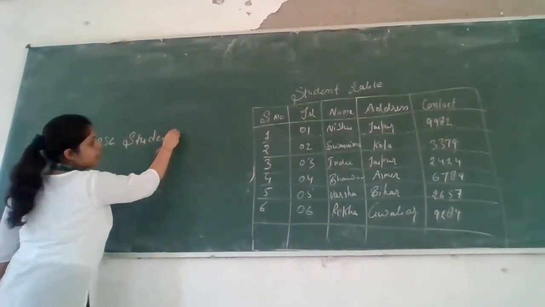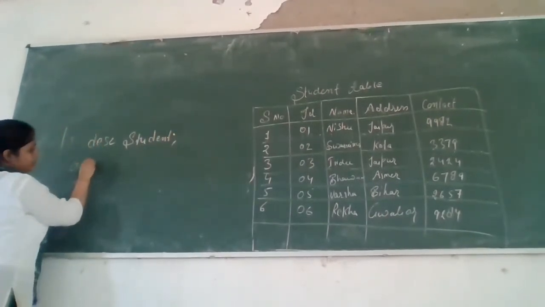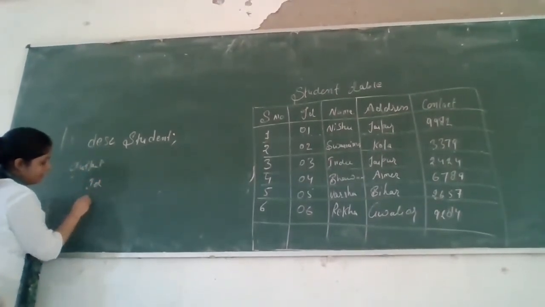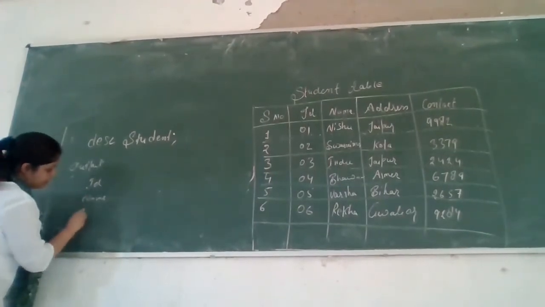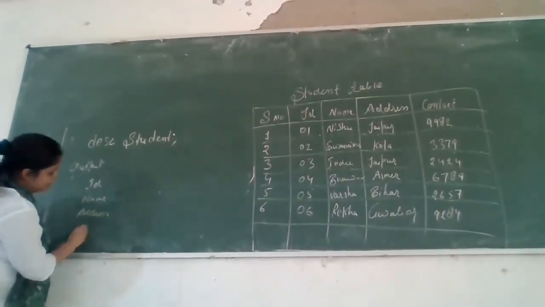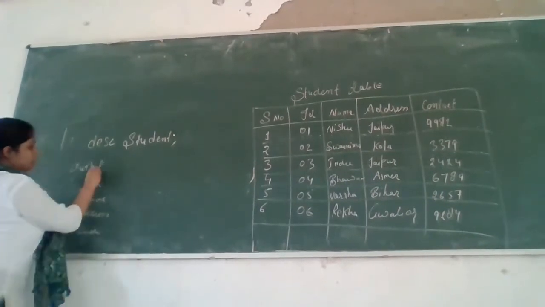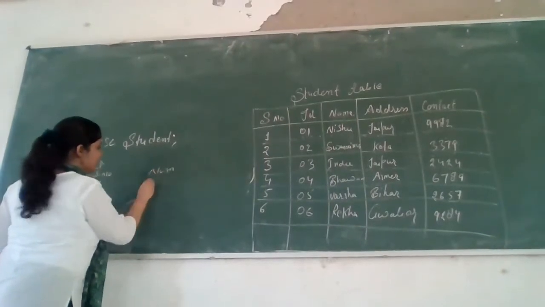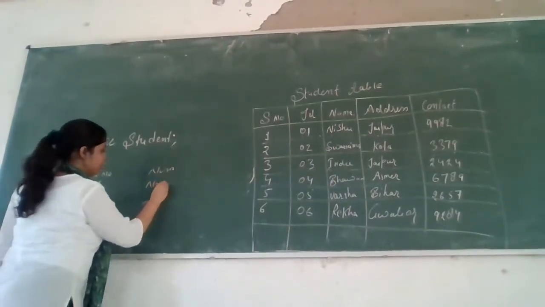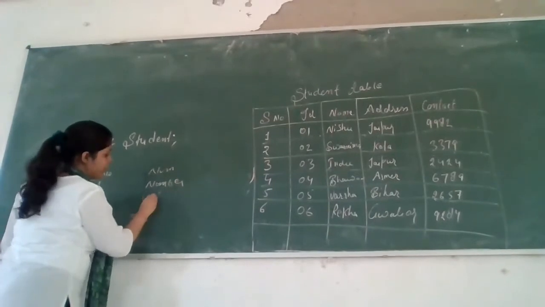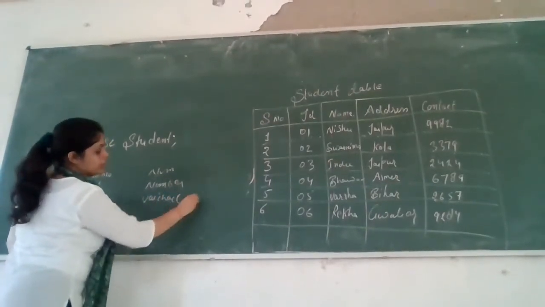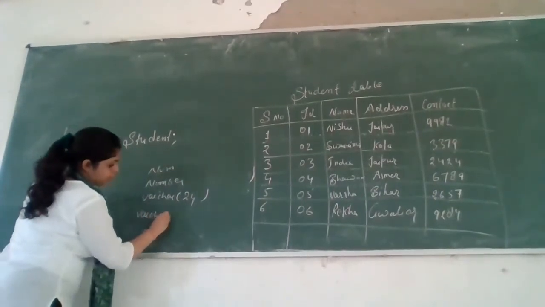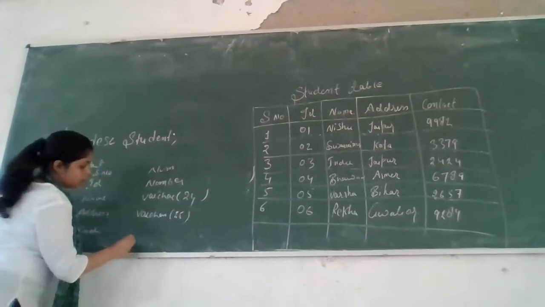After writing this statement, your table output will be ID, name, address, contact, and here is your serial number. Serial number is a number type. ID is a number type. Name is varchar, which is 24. Address is varchar, which is 25. And the contact is a number.